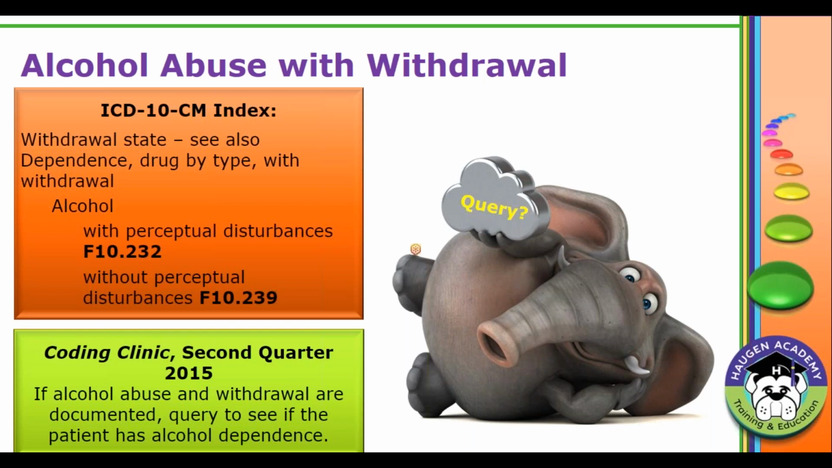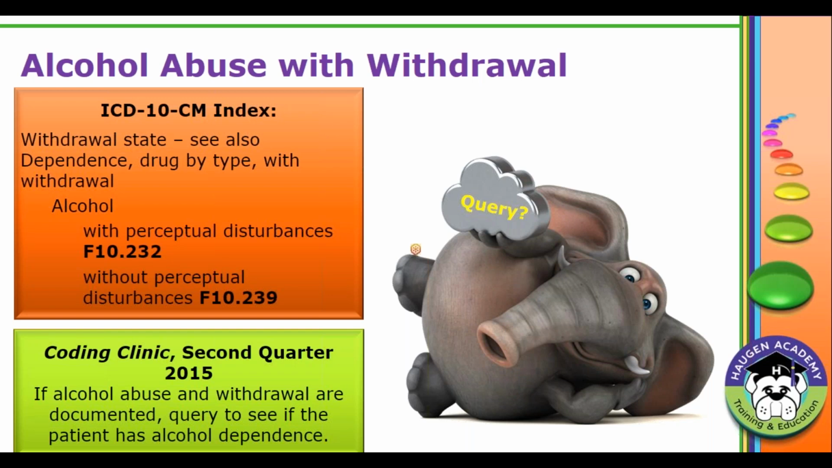And then indented underneath withdrawal state is alcohol with and without perceptual disturbances, which happens to give us a withdrawal code, a dependence with withdrawal code. Contrast that to a Coding Clinic article that came out in 2015 that says that if alcohol abuse and withdrawal are documented, query to see if the patient has alcohol dependence. So you can see that my little elephant here has this little cloud that says query, question mark. I mean, do we query this or not?